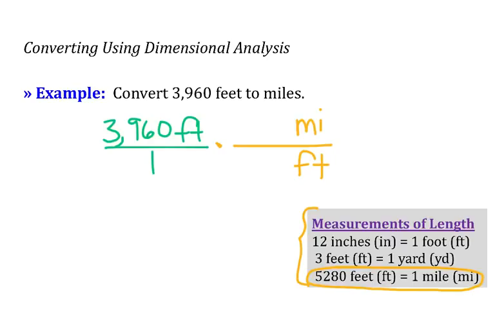So we can do that by having feet in the numerator and denominator. That would get them to cancel out. Now I just have to make sure I put the appropriate number with each unit.